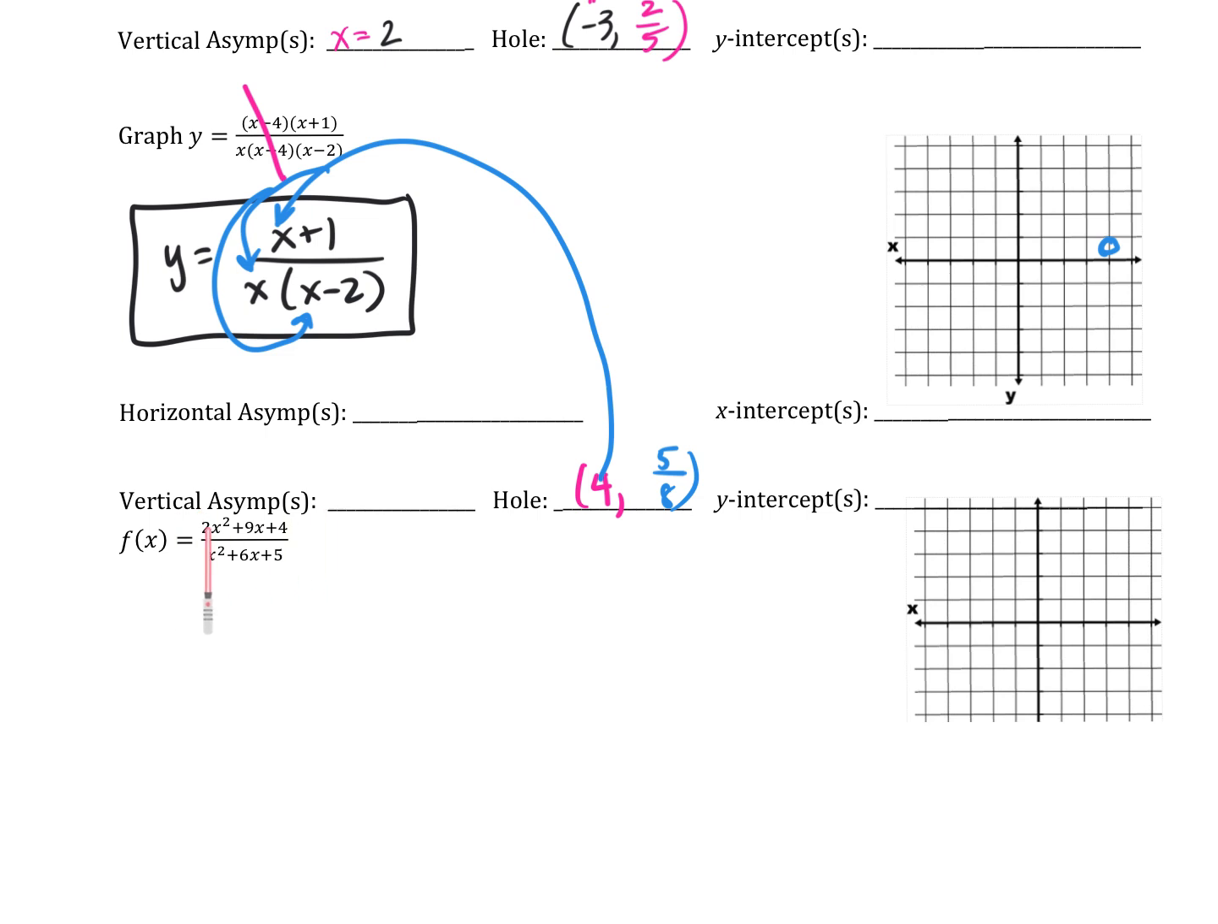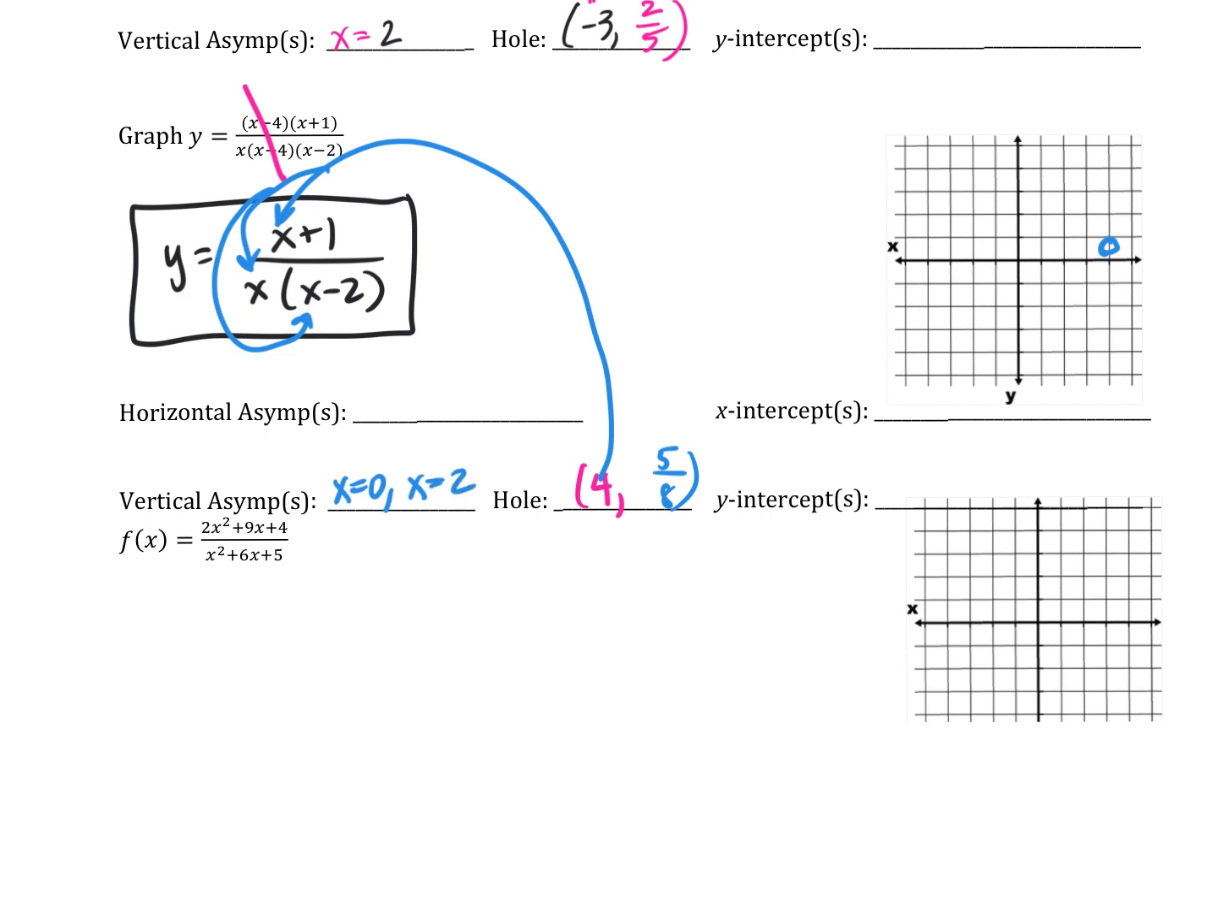Where would my vertical asymptotes be now? Do not go back here. Where are my vertical asymptotes now? When do these denominators equal 0? 2 and 0, right? When does this equal 0? But wouldn't that be multiplied by the other 0?